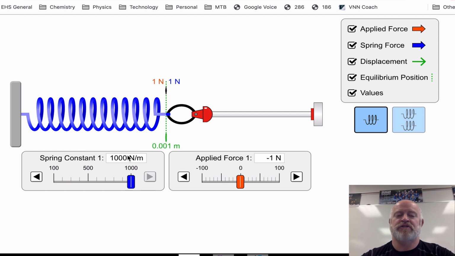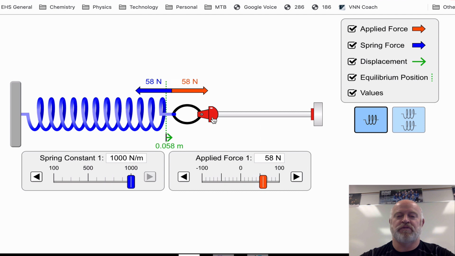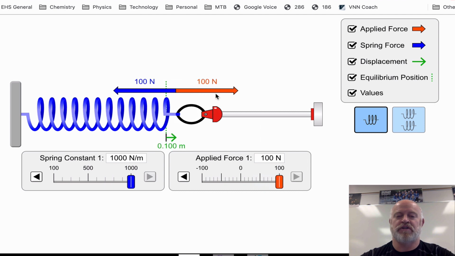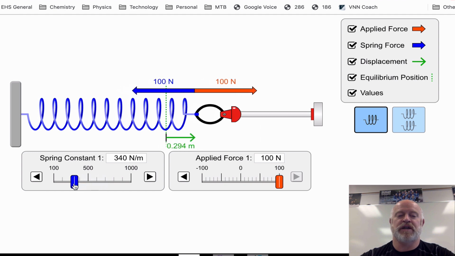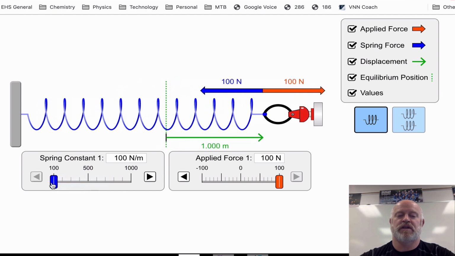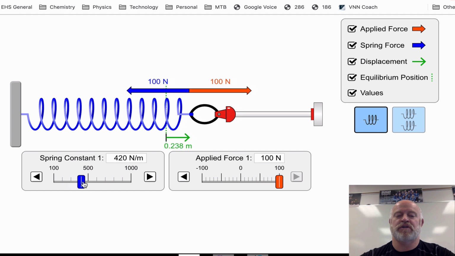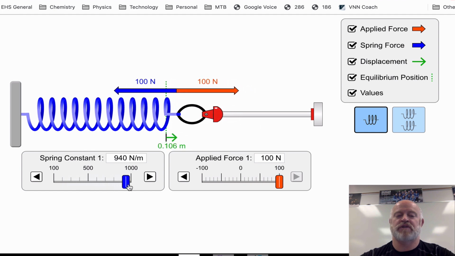So now it's going to take a lot more newtons per meter of pull. If I pull with 58 newtons, 100 newtons, I barely move this thing. The forces are still equal to each other, but I'm barely moving it, because I have such a high spring constant on my spring. As I lower my spring constant, we see that the spring will stretch more. As I raise my spring constant, it will stretch less.